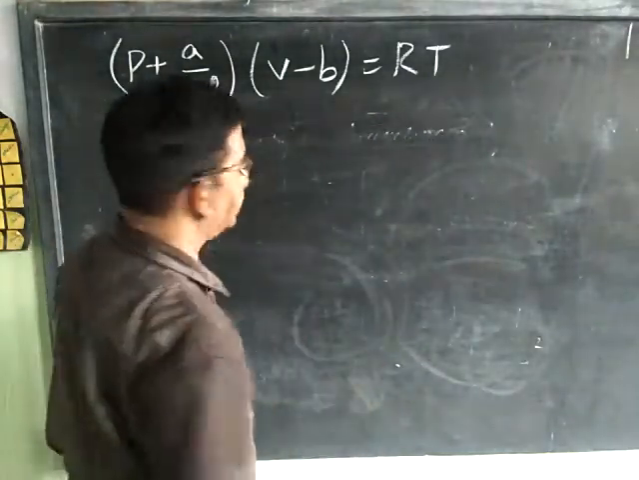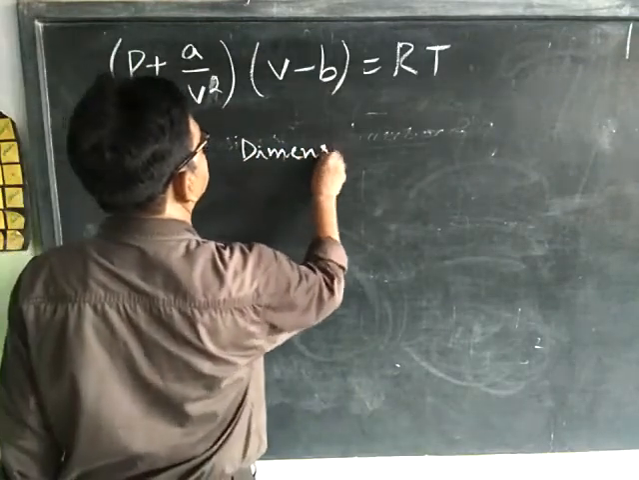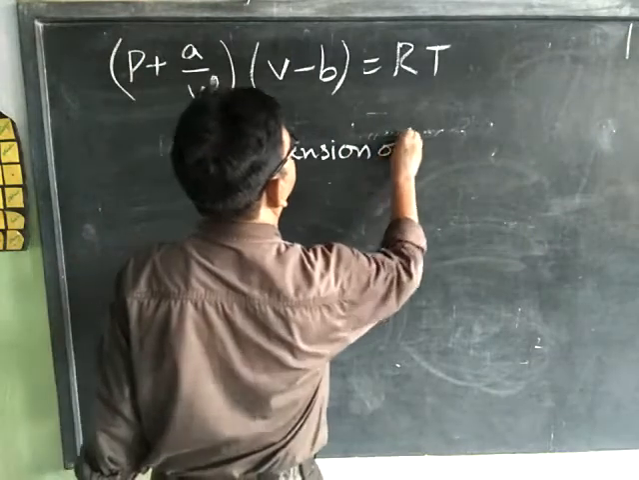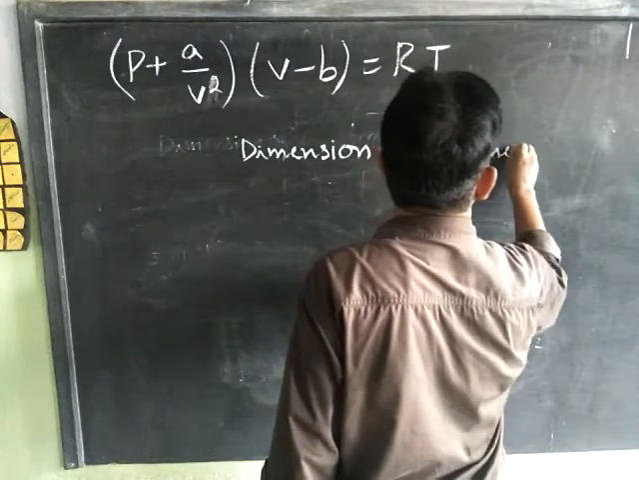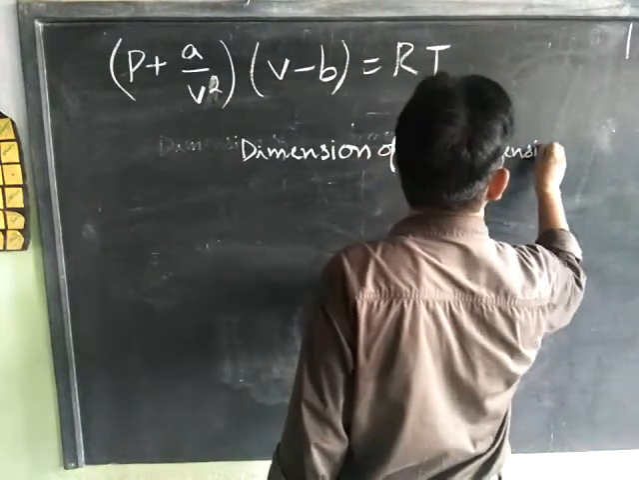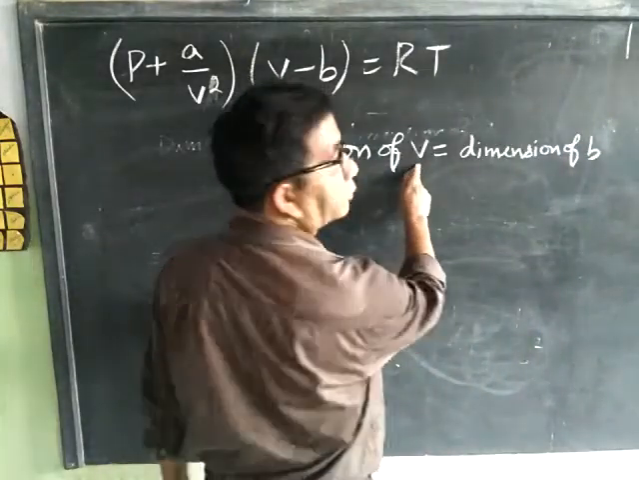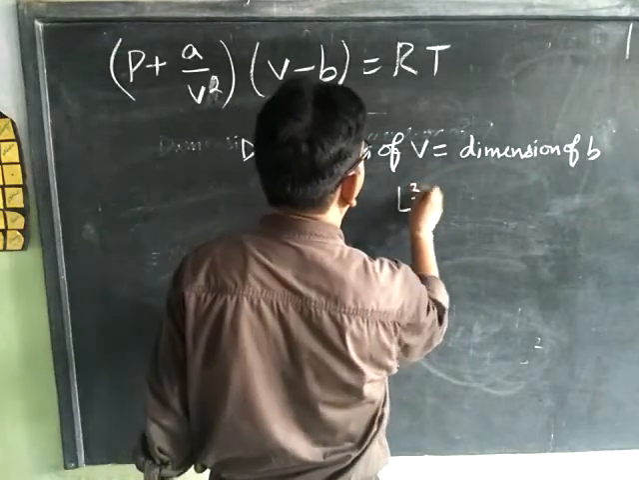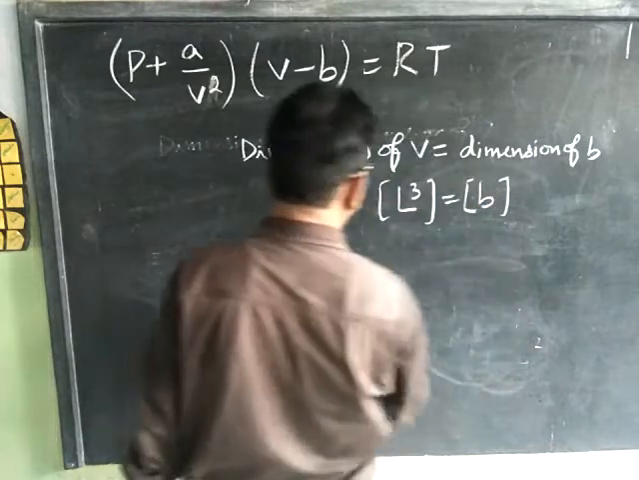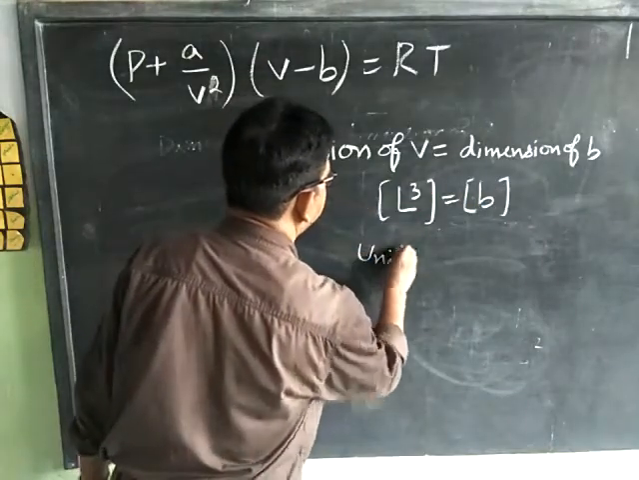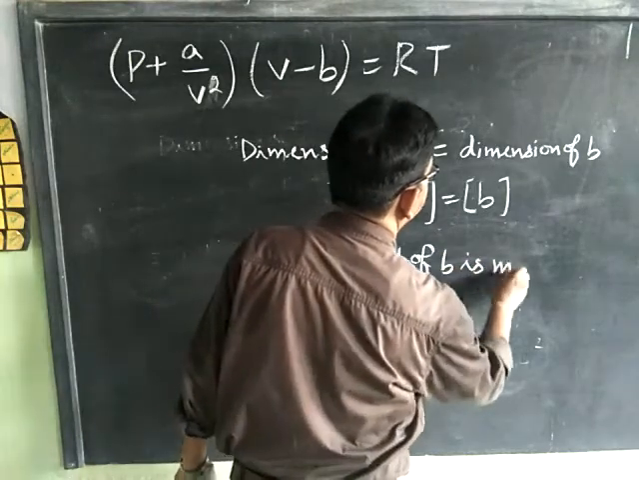We can write dimension of V is equal to dimension of B, length into breadth into height, that is L cube is equal to dimension of B. Then unit of B is meter cube.